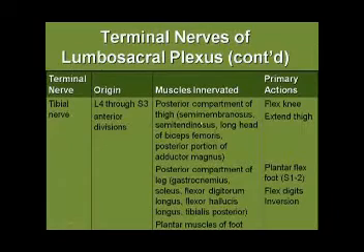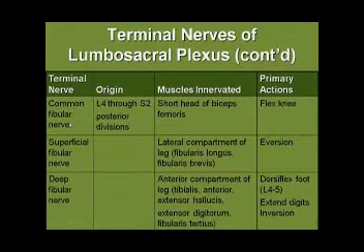The posterior compartment of the thigh is responsible for flexing the leg at the knee and extending the thigh at the hip. The posterior compartment of the leg is responsible for plantar flexion of the foot at the ankle and flexion of the digits. And the plantar muscles of the foot are also responsible for flexion of the digits. So those are the functions associated with the tibial nerve.